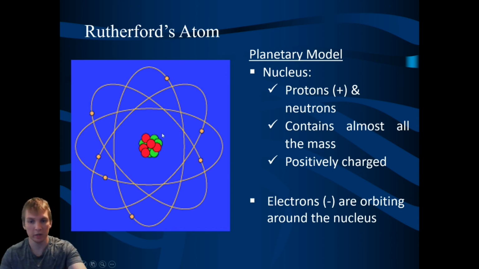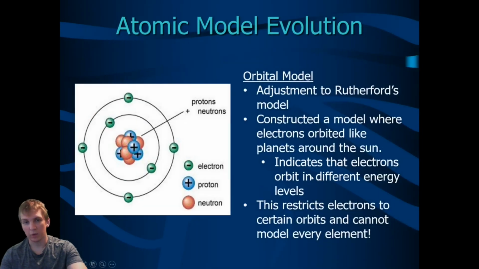You have your nucleus in the center. There are things called protons and there are things called neutrons, which we'll talk about later. And they contain almost all of the mass, like 99.999% of the mass. More than that is going to be contained here in the nucleus. And this is going to be positively charged. So you got your plus sign here, positively charged in the center. The electrons are going to be negative and they're going to be spinning around here. Okay? And so that's Rutherford's model.